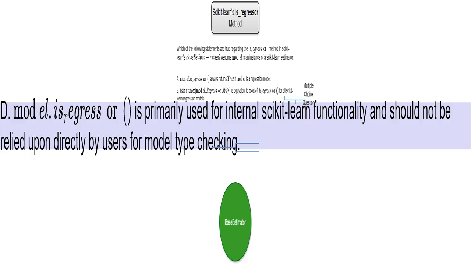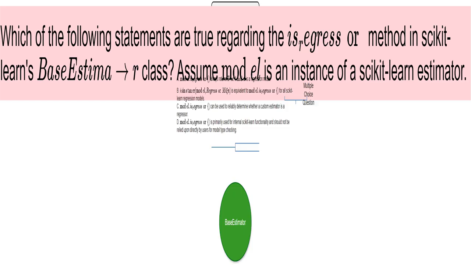In scikit-learn, BaseEstimator is a base class for all estimators. It provides a common framework and several useful methods, including is_regressor. Many estimators inherit from this class to get these common functions. This question explores the is_regressor method's reliability in determining whether a scikit-learn model is used for regression.